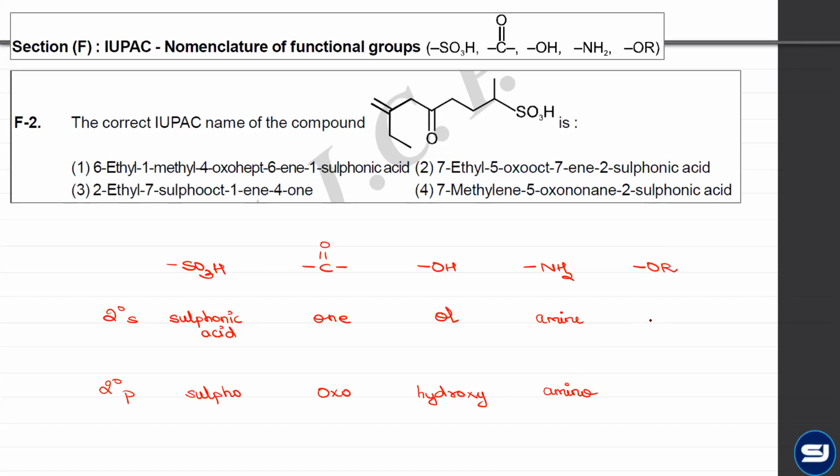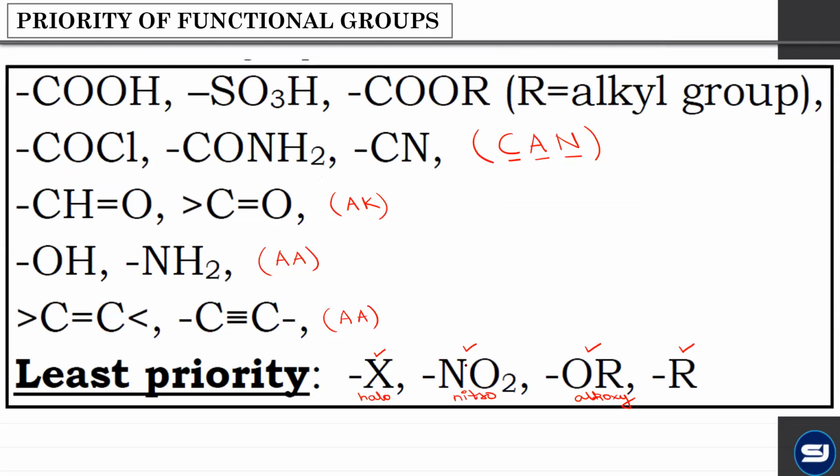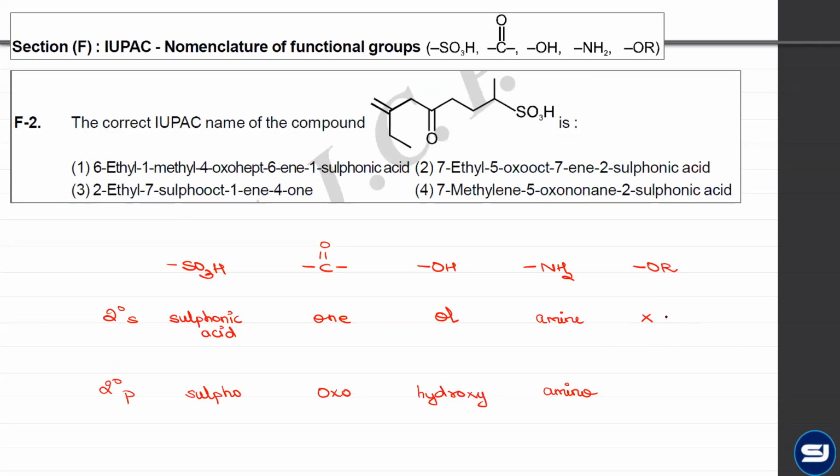सफिक्स होगा कि प्रीफिक्स होगा? What I said, the groups which are at the least priority only have the prefix and not the suffix. तो यहाँ पर OR में कोई भी सफिक्स नहीं आता है. It is only the prefix, that is alkoxy. This is how I had given the entire table for the various functional groups. Fine.